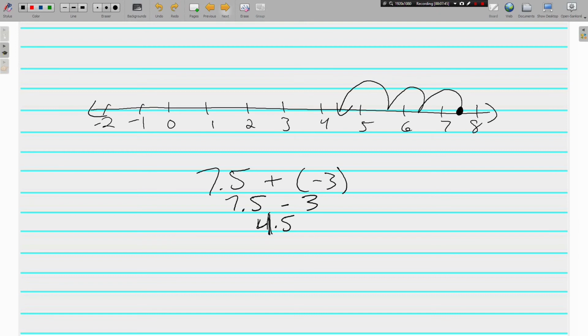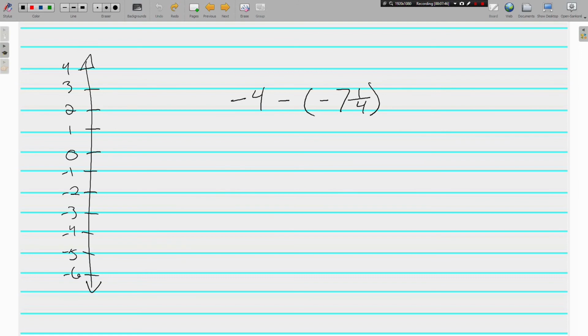We need to know how to do the horizontal number line as well as the vertical. And here we have a nice vertical number line on the left side here. And our expression is negative 4 minus negative 7 1/4. Again, I don't like these two signs in a row, so I'm going to rewrite it. First number stays the same. Subtracting a negative is the same thing as adding.